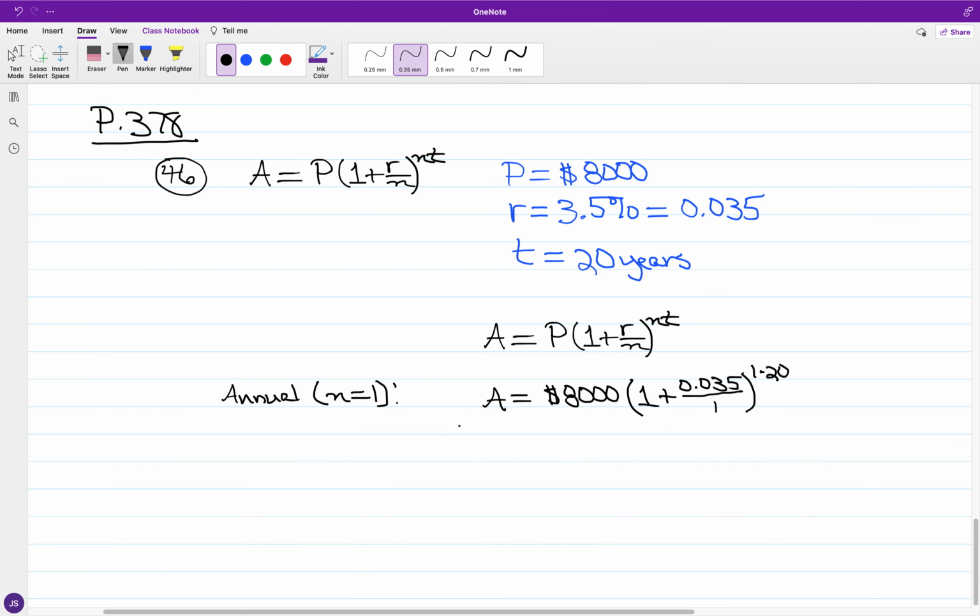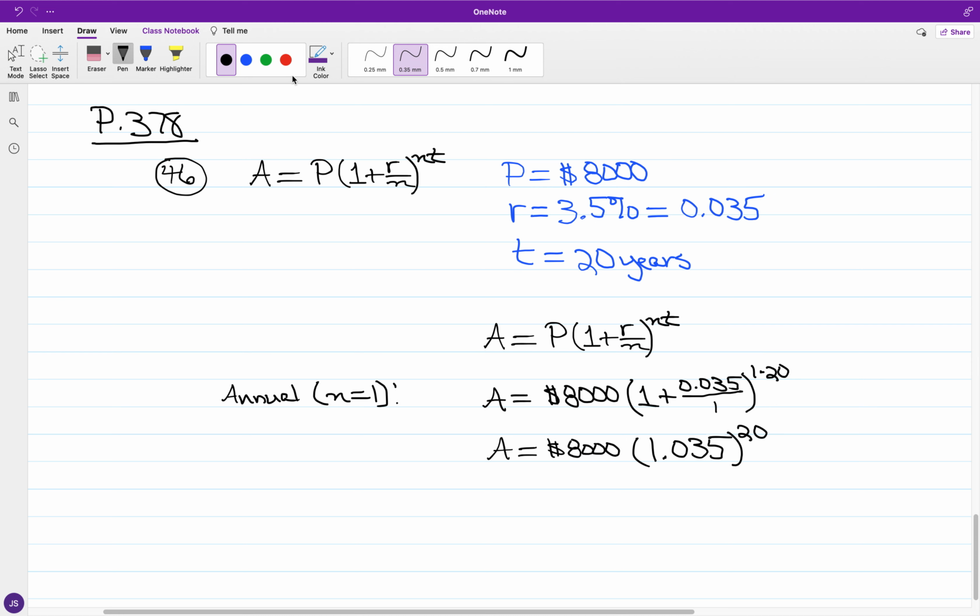And just taking what we have now. Okay, so you have $8,000. Once you add up, you got 0.035 over 1, and we have added to 1. So we'll have 1.035 to the 20th.